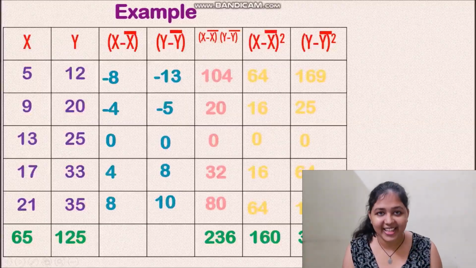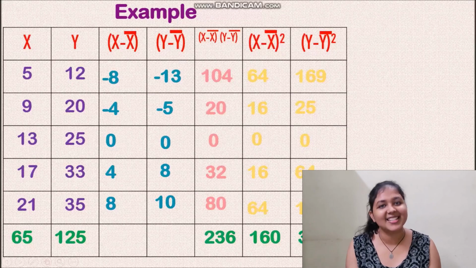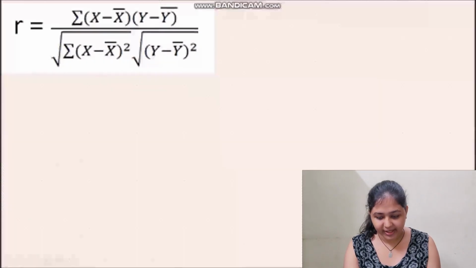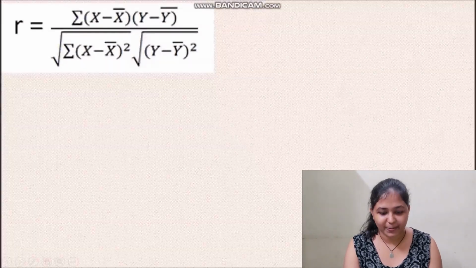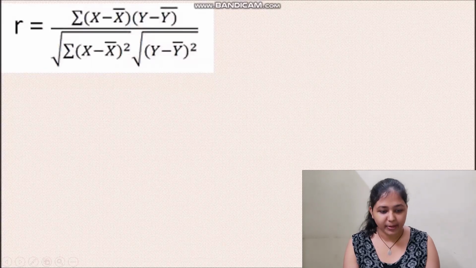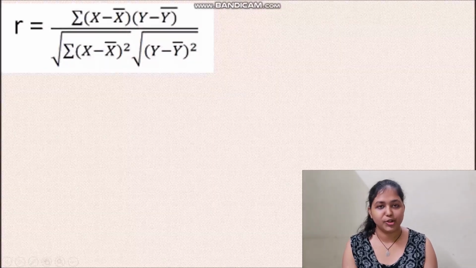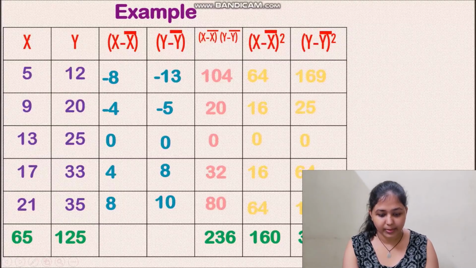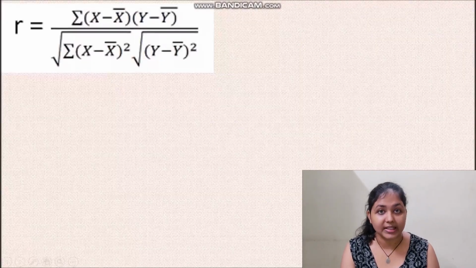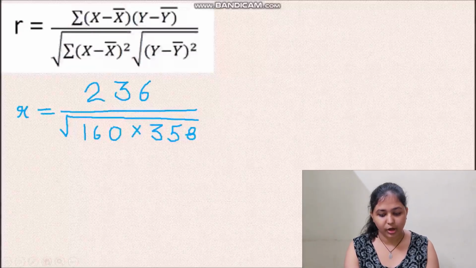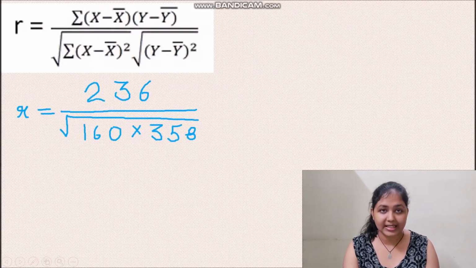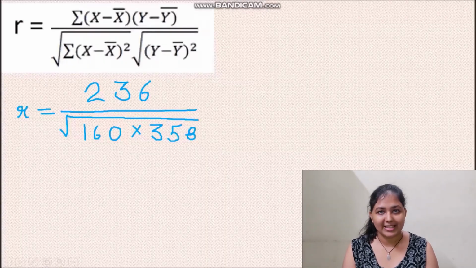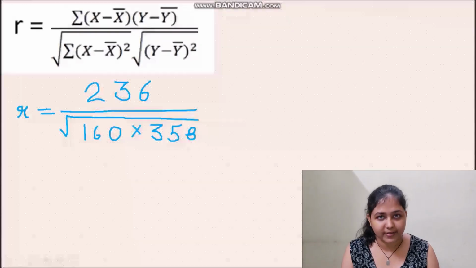Now just one thing is left, and that is to put all these things into the formula. So now let's check our formula again, and then we are going to put all these things there in the formula. So here you can see the formula, that is r equals summation x minus x bar, y minus y bar. So in the last slide we saw that here it's 236. So in the top you're going to write 236, and then we're going to write below it under the root 160 multiplied by 358.